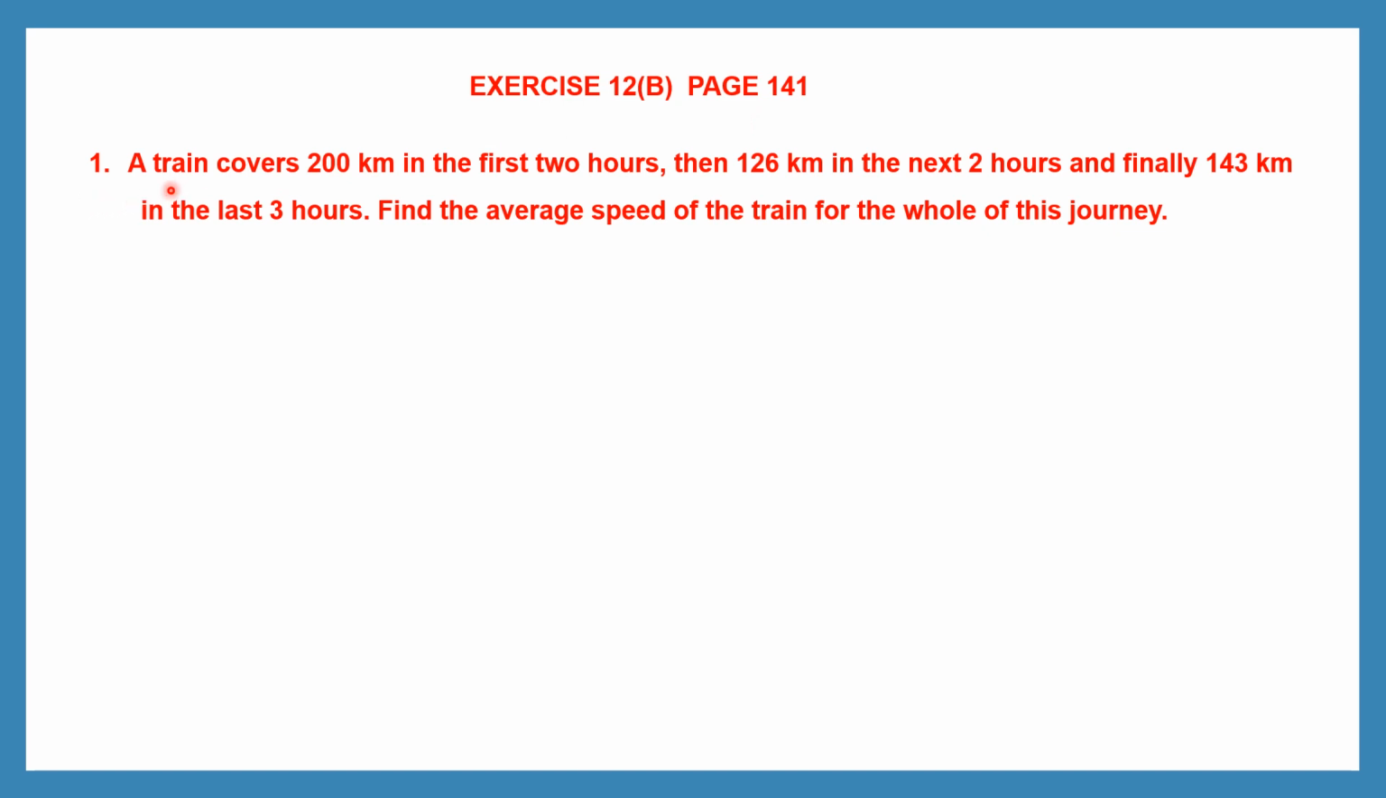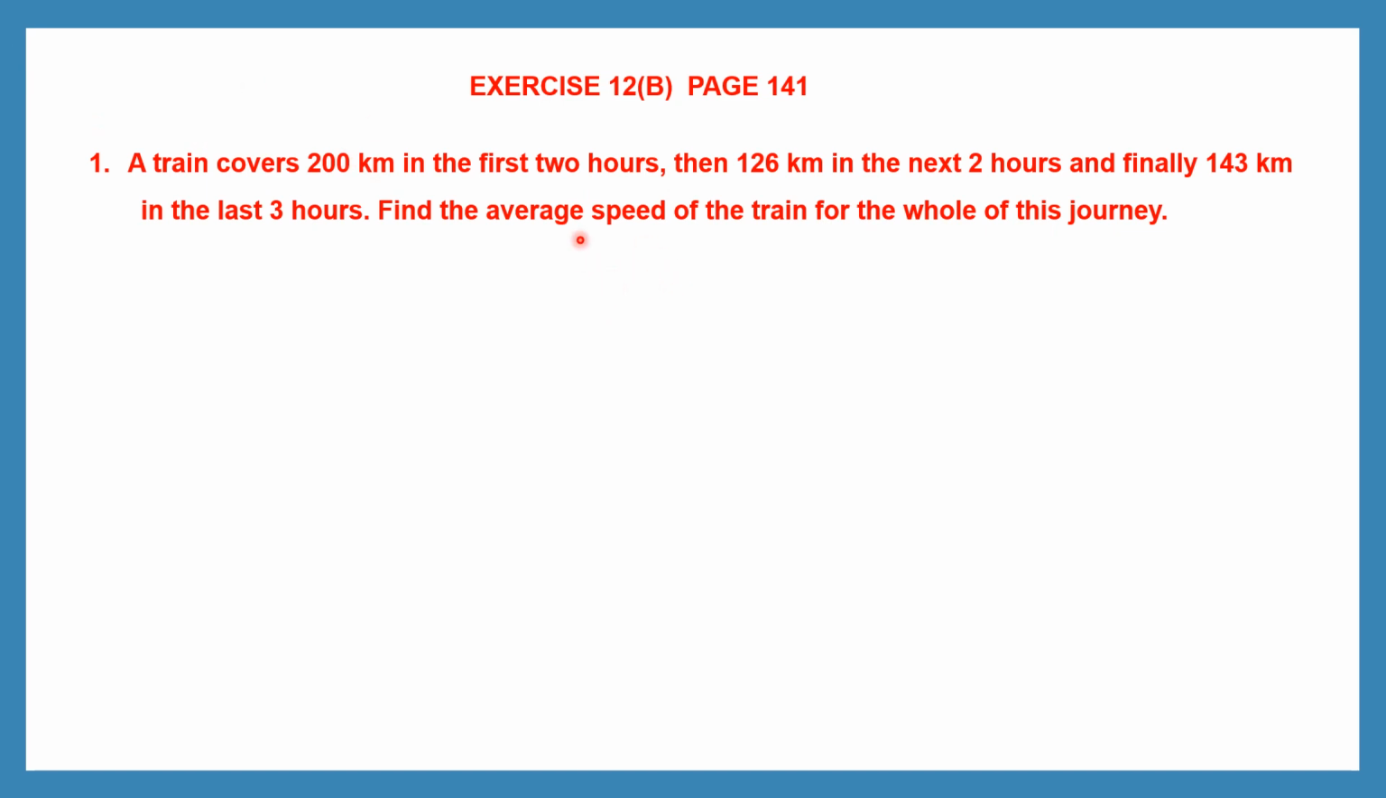Question 1. A train covers 200 kilometers in the first 2 hours, then 126 kilometers in the next 2 hours, and finally 143 kilometers in the last 3 hours. Find the average speed of the train for the whole journey.